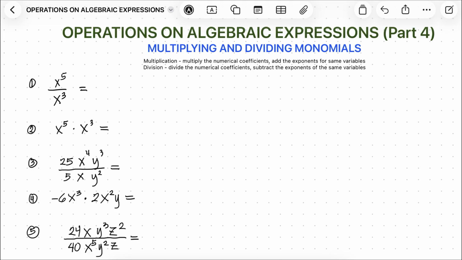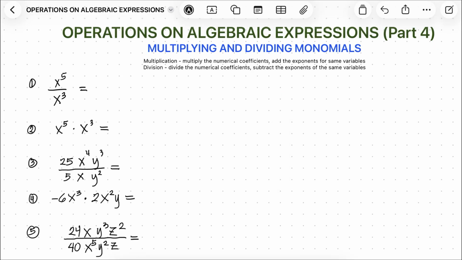In this video, you will be learning how to multiply and divide monomials. Again, monomials are algebraic expressions with only one term. So it says here that when you multiply monomials, you will simply multiply the numerical coefficients and add the exponents for the same variables, okay? And for division, divide the numerical coefficients and subtract the exponents for the same variable.